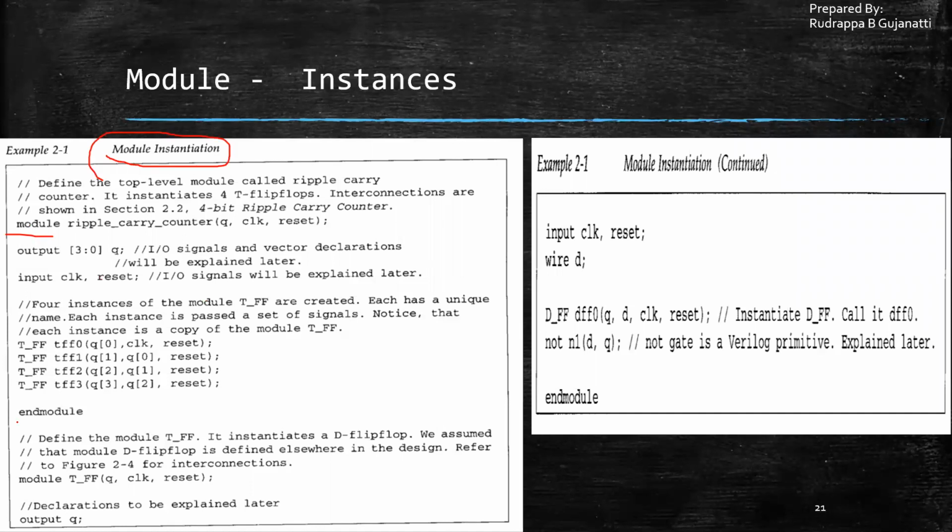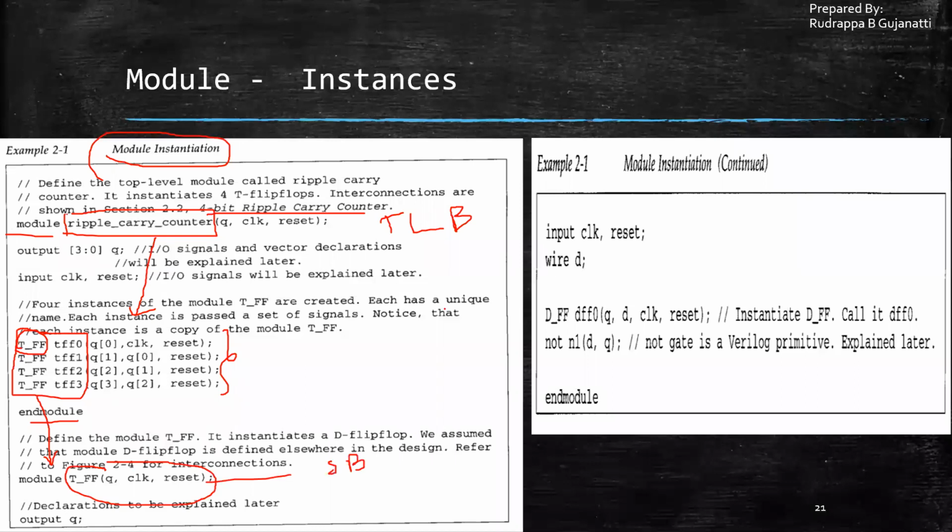So I have defined a module, 4-bit ripple counter. So this is nothing but the top level block. So how is this implemented? This ripple carry counter is implemented using 4 T flip-flops. So how do I implement these T flip-flops? These will be acting as the sub blocks. So how will I implement these sub blocks? I define it as a module. So this is the sub block. So from the top level block, we have the sub block.